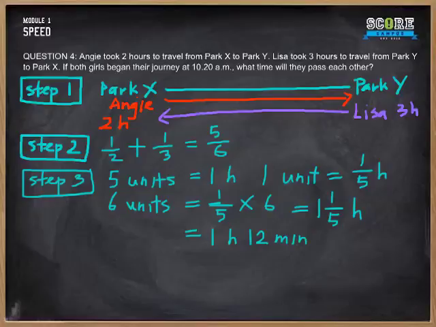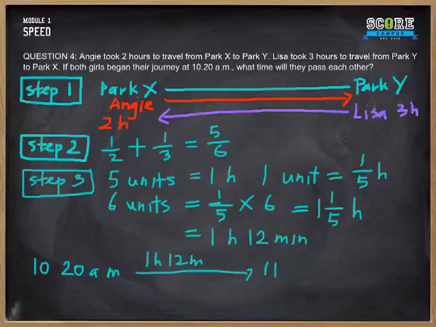Now step 4. Now we can find out what time they met, because we know the time they've taken to cover the whole journey, 1 hour 12 minutes, both of them traveling in opposite directions. They left at 10:20 a.m. You add 1 hour plus 12 minutes to that, and they met at 11:32 a.m. And that is your final answer, 11:32 a.m. That is the time they met.